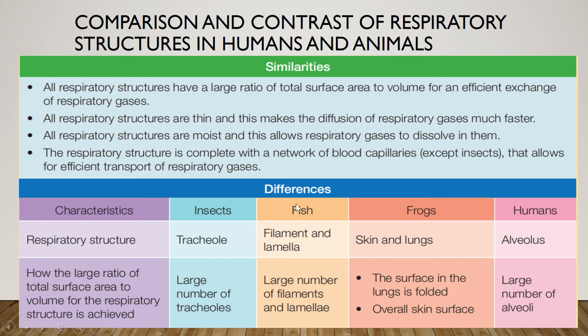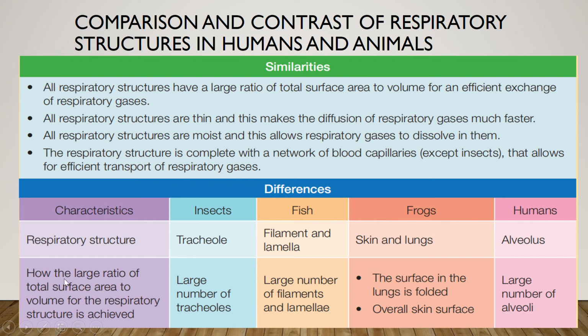Okay, so this is the table showing differences. So the respiratory structure, one by one, just now we have come across them, starting with the insects. We have the tracheal. Still remember, later we are going to look at the mechanism. So fish, we have the filament and the lamellae. Frogs, skins and lungs. And for humans, it is the alveolus. We're talking about respiratory structure, so you don't put here lungs. Instead you put alveolus.